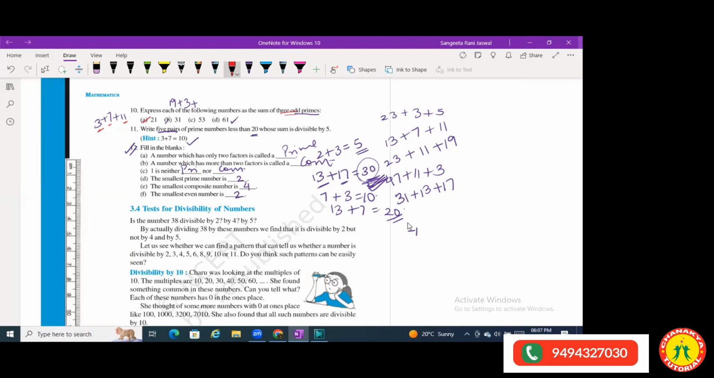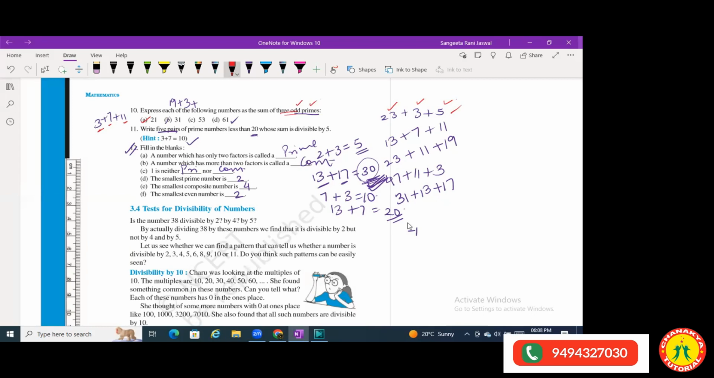Same thing you can make for 31 also. What can you write for 31? Here it's written 23 plus 3 plus 5. You can make other combinations also. It's not necessary to take only what is written here. You can make your own, but keep in mind that the numbers taken should be odd primes, a combination of 3.